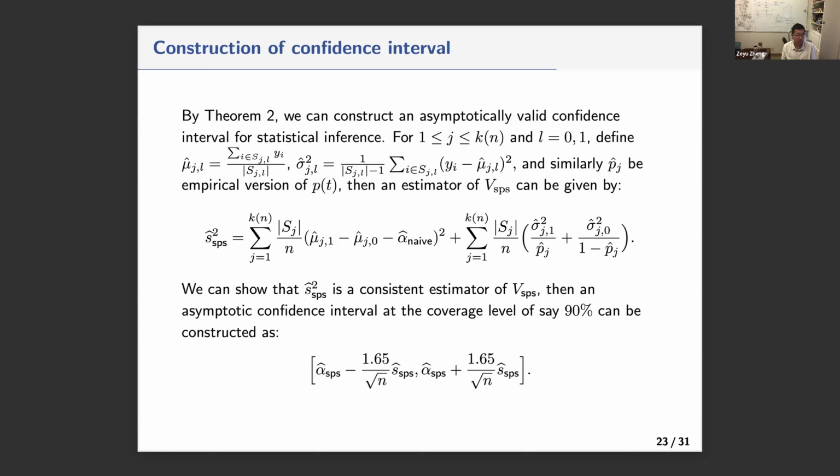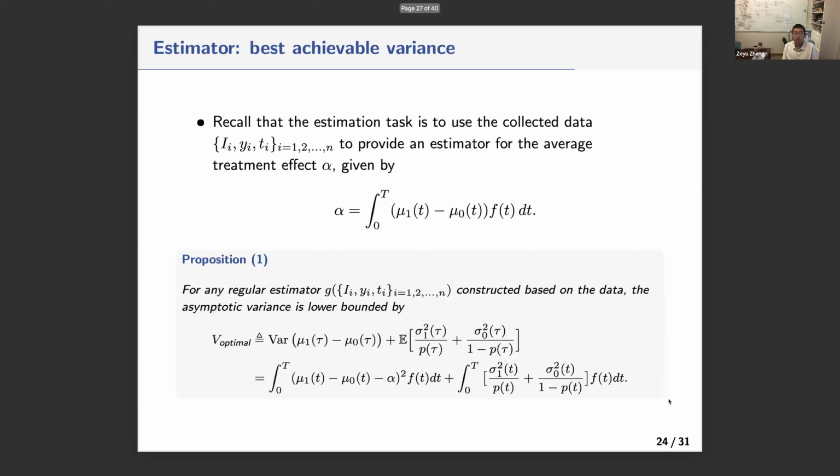And also, because of the central limit theorem we discussed, it guarantees the asymptotic validity of the proposed estimate. So this page describes that the estimator we proposed, based on the post-stratification, where the stratification level depends on the data, is in some sense best achievable.